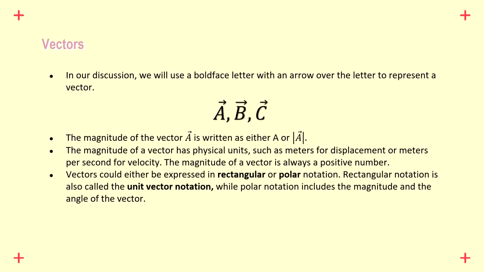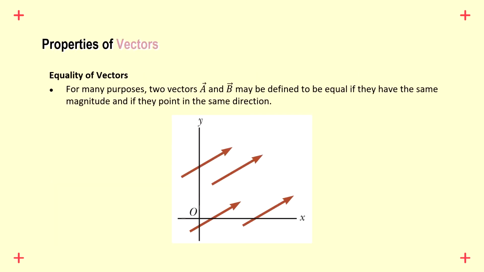So for the properties of vectors, the first property that we are going to discuss is the equality of vectors. For many purposes, two vectors A and B may be defined to be equal if they have the same magnitude and if they point in the same direction.